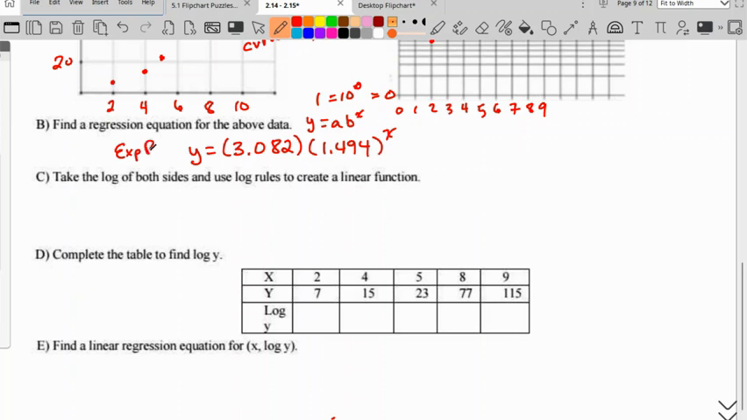So that's our exponential regression. Okay, it says take the log of both sides and use log rules to create a new linear function. This is new for us. We've never done this. So let's go see what they're talking about. They said take the log of both sides. So that's going to be log of y equals the log of 3.082 times 1.494 to the x. So we're going to take the log of both sides. Okay, and it says use log rules to create a linear function.